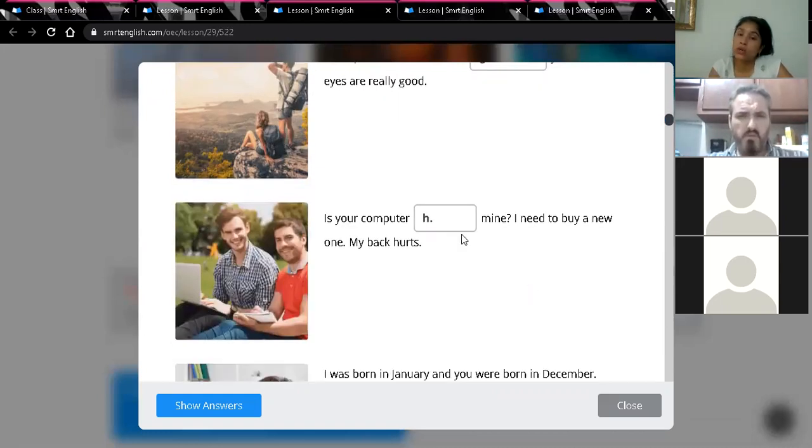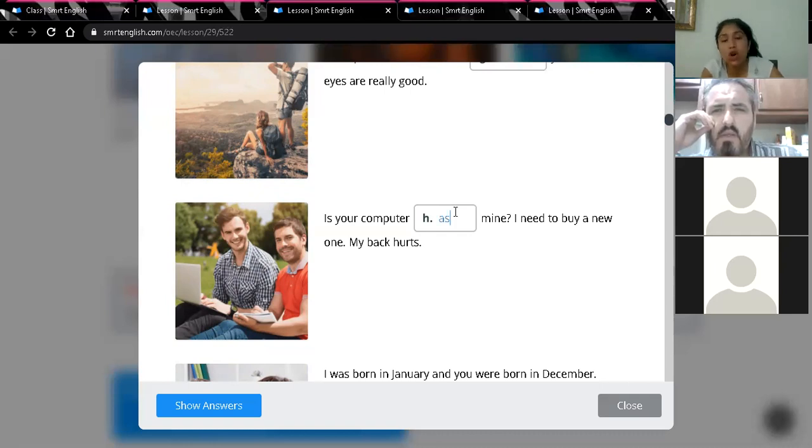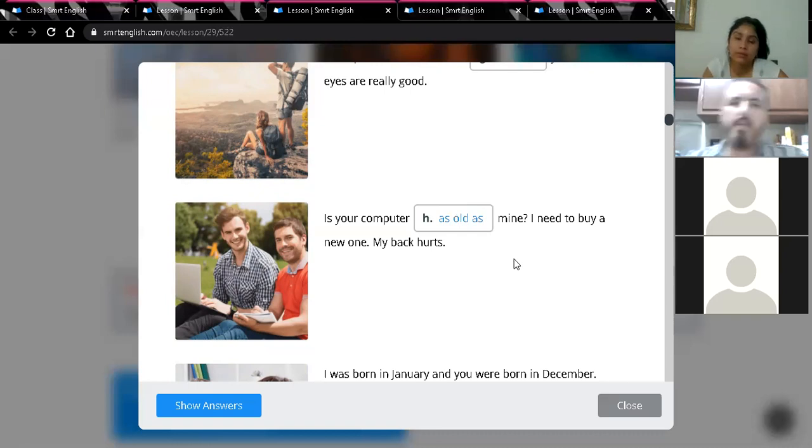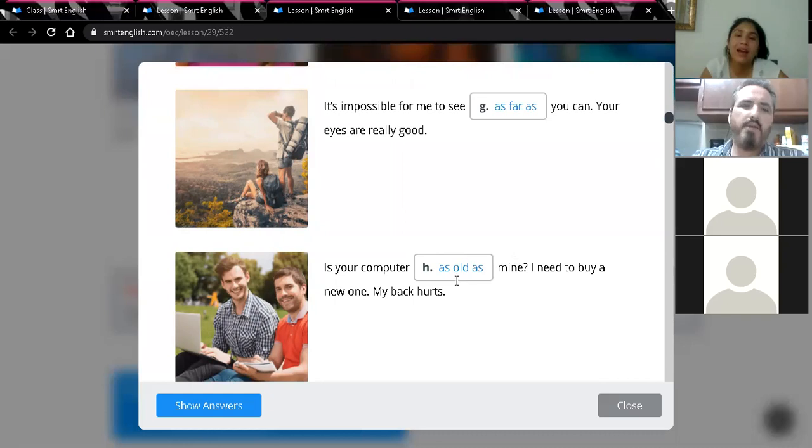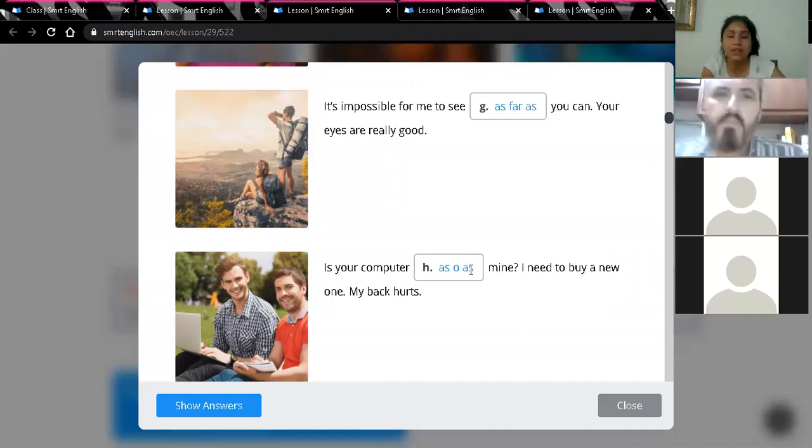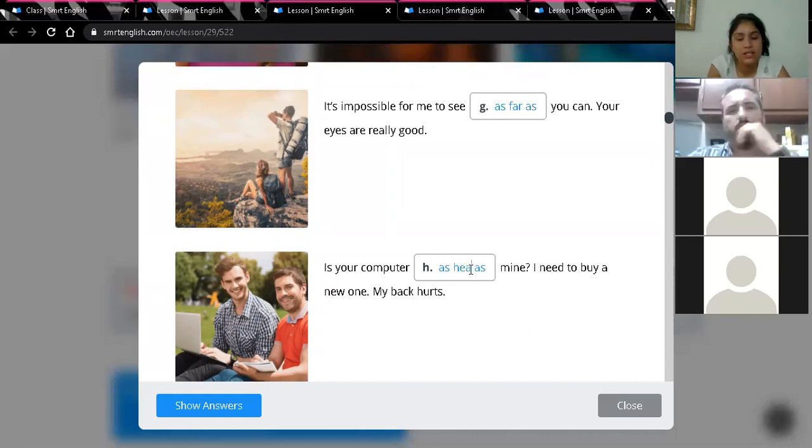H, is your computer as mine? I need to buy a new one. My back hurts. So is your computer as, what is mine? As old as mine? Maybe it's heavy because he says my back hurts. Yeah, it makes sense, heavy. Okay, so as heavy as mine.